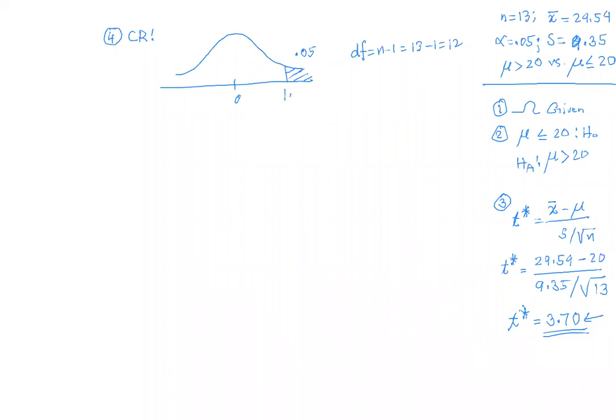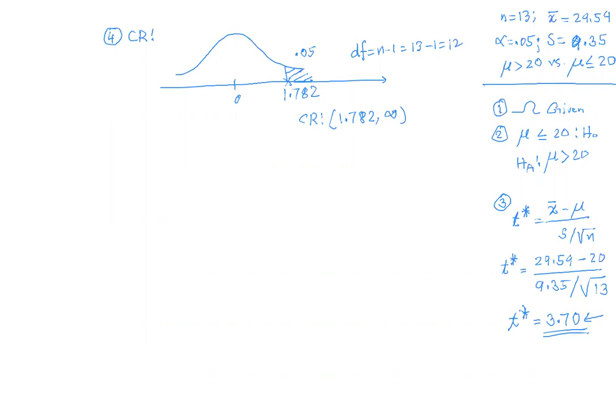So it is 1.782. Your critical region is going to be everything from here to positive infinity. So 1.782 to positive infinity.